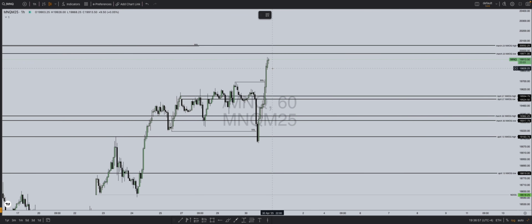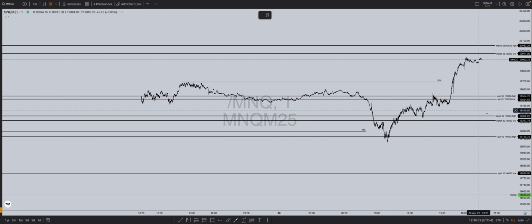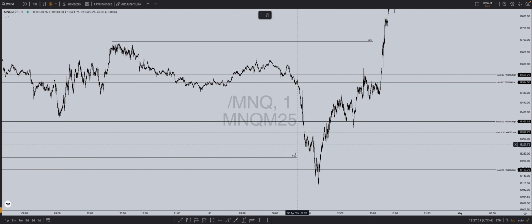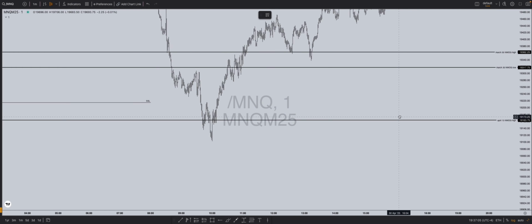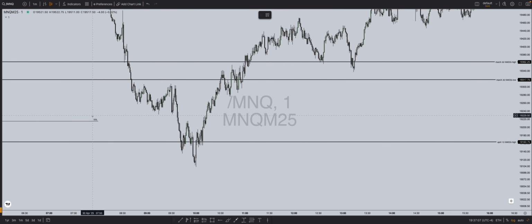So if we drop down to the 1 minute, we can see the first one to be swept is the sell side one, right? So we come down, we see a sell side liquidity sweep right there.